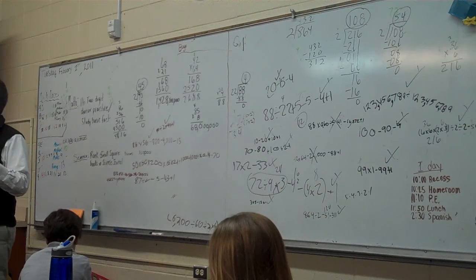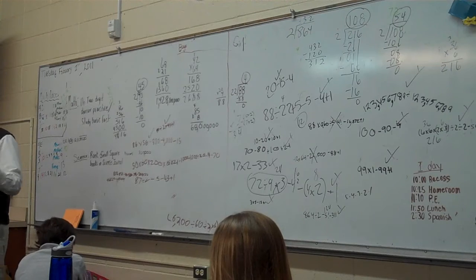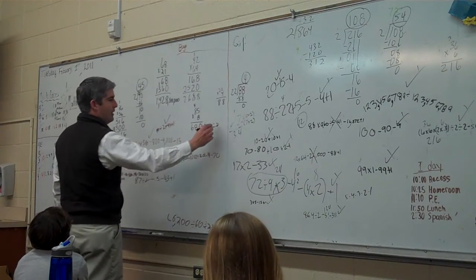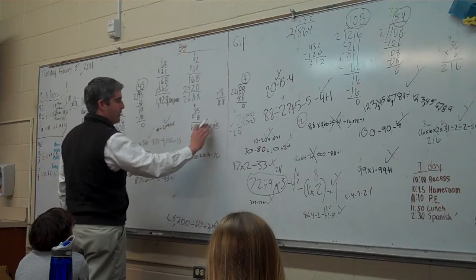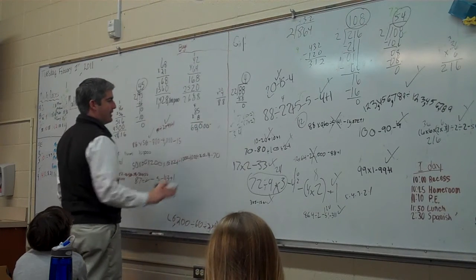If I'm multiplying by 10, or excuse me, dividing by 10, I move the decimal 1 place to the left. So I'm dividing by 1,000, so I go 1, 2, 3. So it gets rid of those zeros like Jackson said. So that leaves me with 68,000.